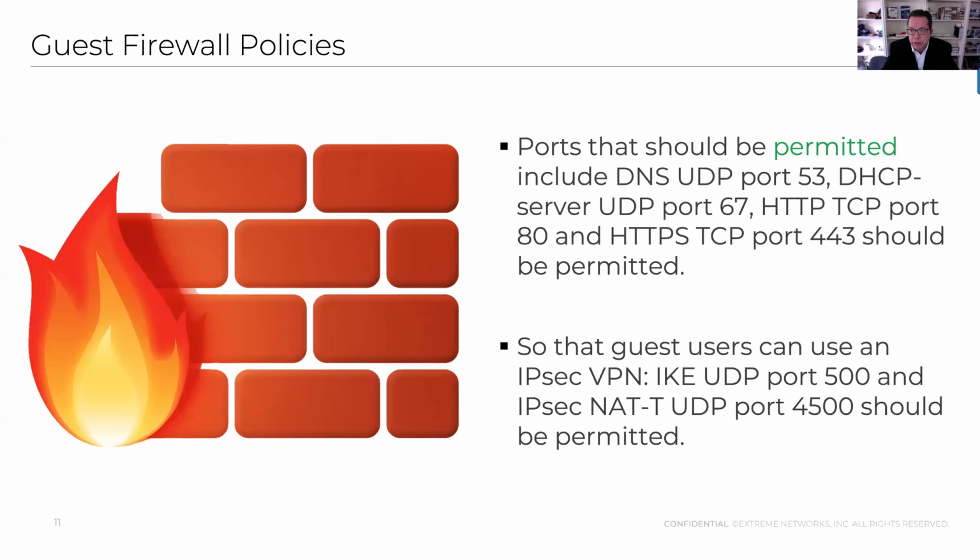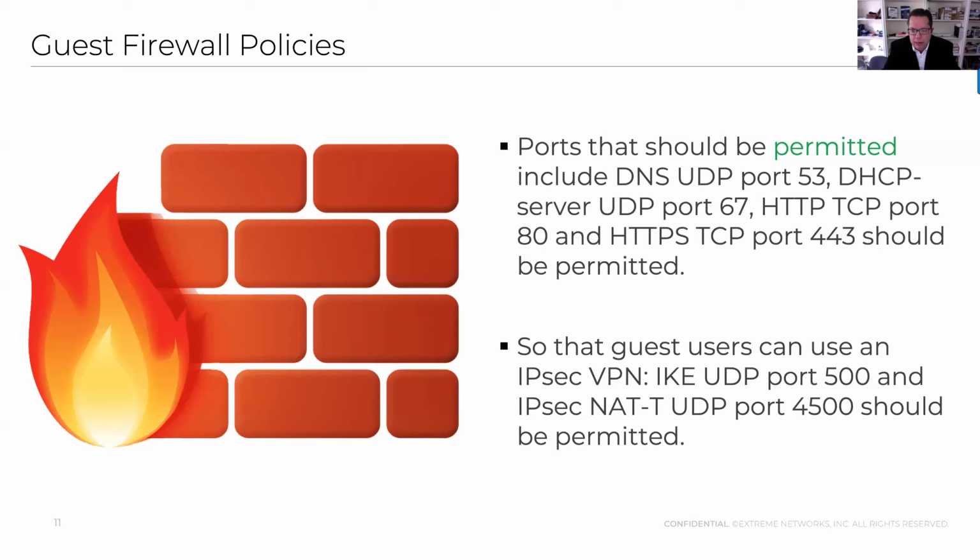You're going to restrict this at the port level as well. So some ports you're going to have open, okay? So you need DNS UDP open, port 53. And obviously, guest users are going to need IP connectivity, so you have to have DHCP server UDP port 67 open. The main purpose of guest networks is to allow internet access, meaning they're going to be doing browsing. So you need both TCP port 80 and TCP port 443 for HTTP as well as SSL to be permitted. So at a minimum, you need all that open.